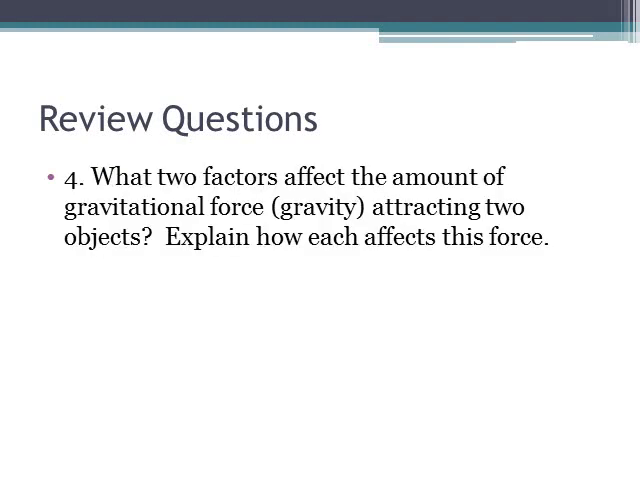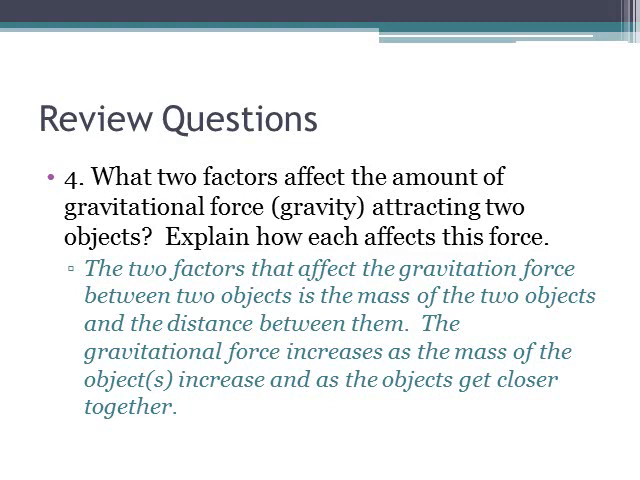Next question. What two factors affect the amount of gravitational force or gravity attracting two objects? Explain how each affects this force. The two factors that affect the gravitational force between two objects are the mass of the two objects and the distance between them. And as we saw in the previous examples, the gravitational force increases as the mass of the object or objects increases and as the objects get closer together.